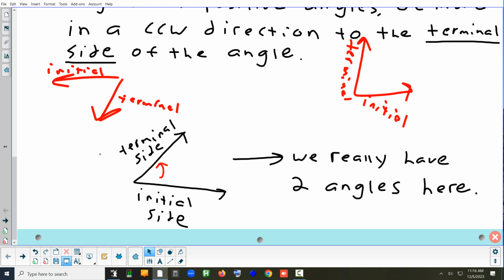So any question on the idea that there's two different angles here? Together, they would add up to 360 degrees. So if this interior angle is 45, the exterior is 315.